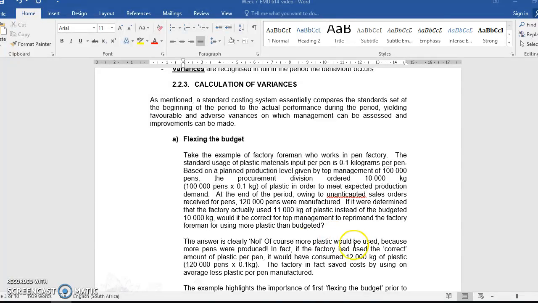Of course, more plastic could be used because more pens were produced. In fact, if the factory had used the correct amount of plastic per pen, it would have consumed 12,000 kilograms. So actually, 120,000 pens should have given us 12,000 kilograms of plastic. The foreman's department only used 11,000 kilograms. So actually, they saved costs by using less plastic per pen.